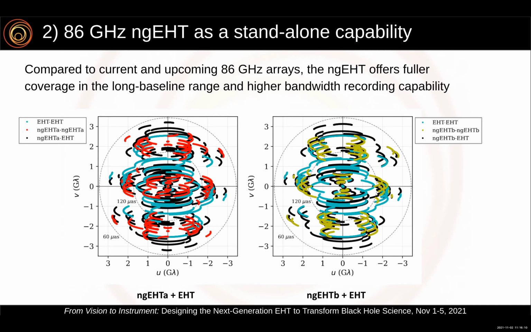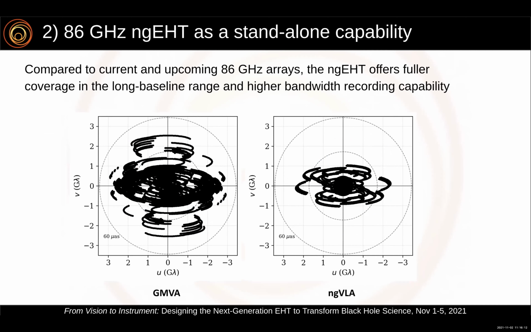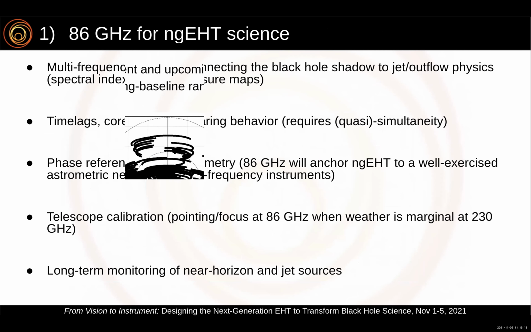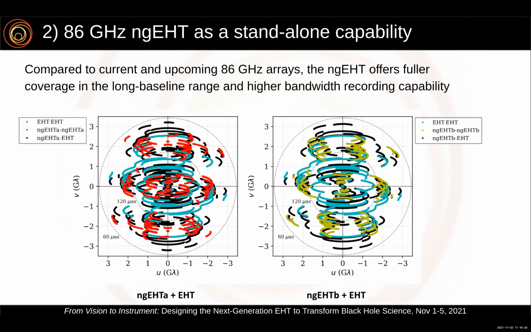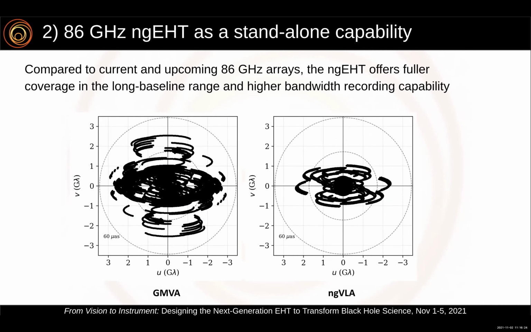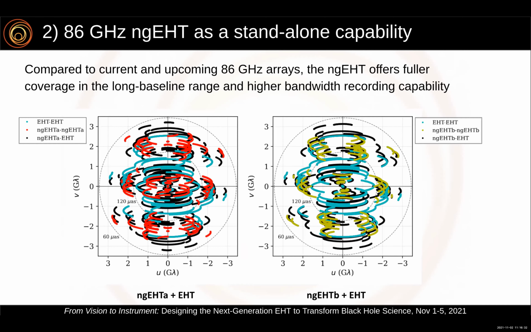So I'll just rapidly flip between the 2, and you can see that for the GMVA, the difference is minimal in the east-west, but it is significant in the north-south. You can see the improvement. And for ngVLA, the improvement of ngEHT is quite significant, by a factor of 2 increasing resolution in the north-south direction, and about half in the east-west with ngEHT.